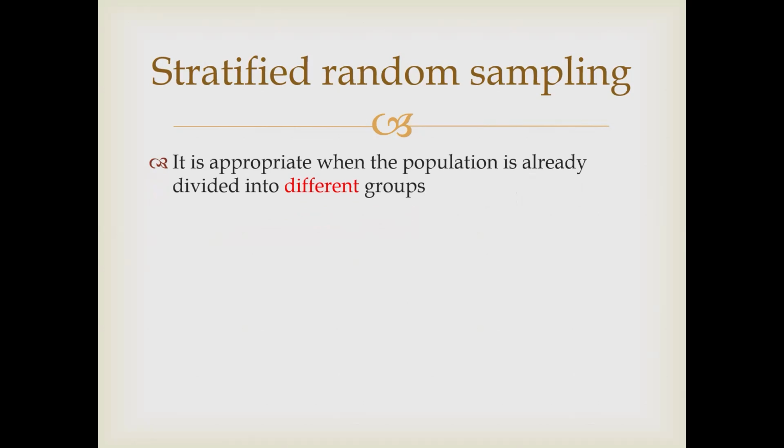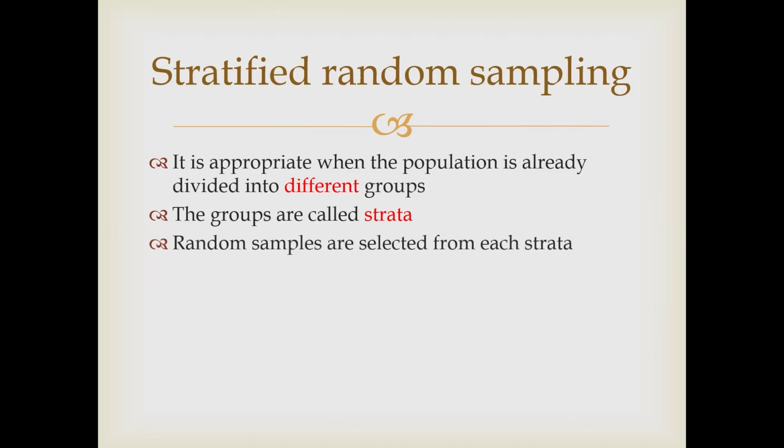The population, bank employees, is the population universe, and this consists of two groups of people, public sector bank employees and private sector bank employees. So two groups are already there. These groups are called strata. The groups are called two strata. Okay. And random samples are selected from each stratum.